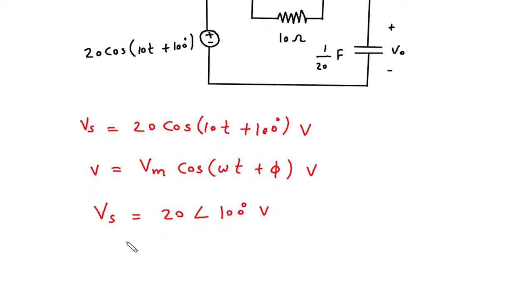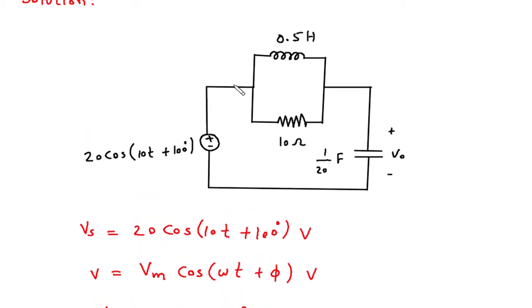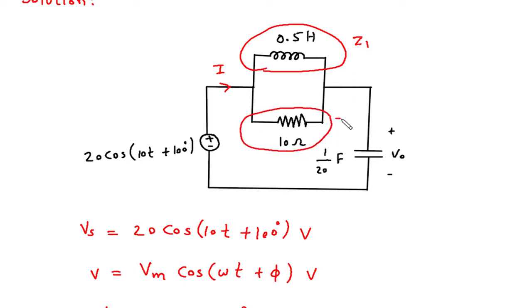And omega is equal to 10. The unit of omega is radian per second. Then let's say this is current capital I. Now let's say this is impedance Z1 and this is impedance Z2 and this is impedance Z3.